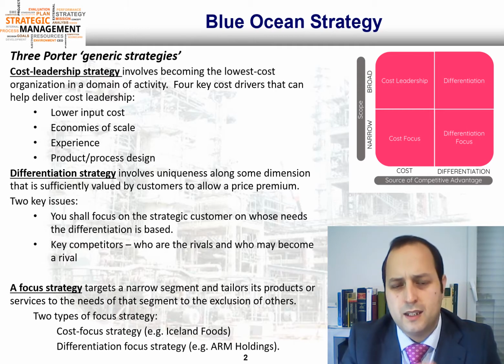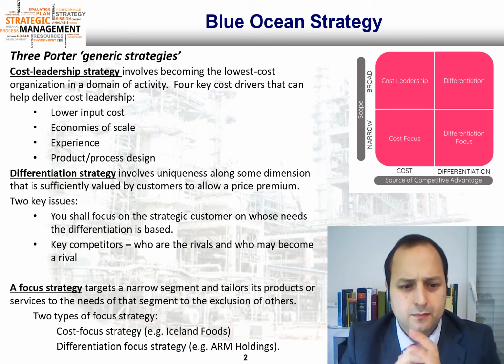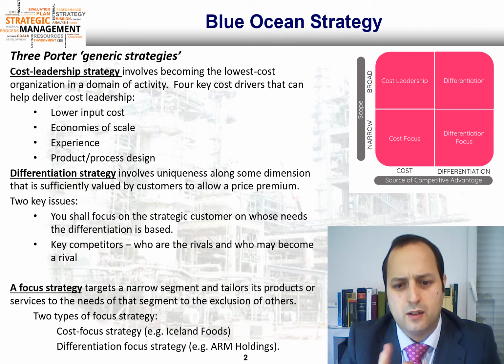If our company decides to choose the differentiation strategy, we have to be aware that it involves a uniqueness along some dimension that is sufficiently valued by customers to allow a price premium. I think that we spoke about Harley Davidson, for example, Rolls-Royce, or whatever. And you have to focus on 2 key issues. You have to focus on the strategic customer on whose needs the differentiation is based, and the key competitors, who are the rivals and who may become a rival.